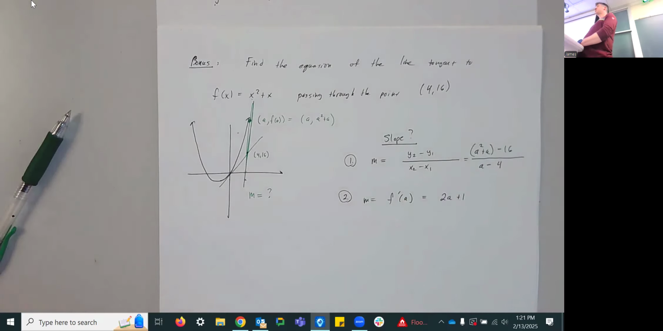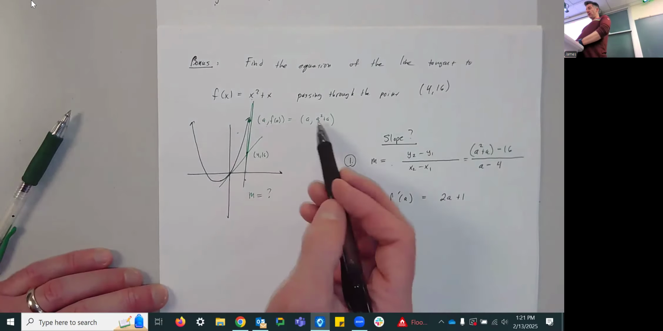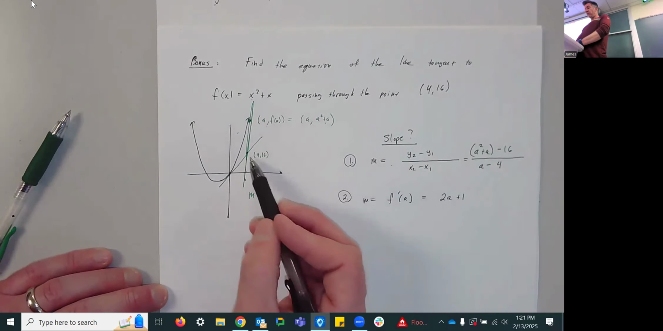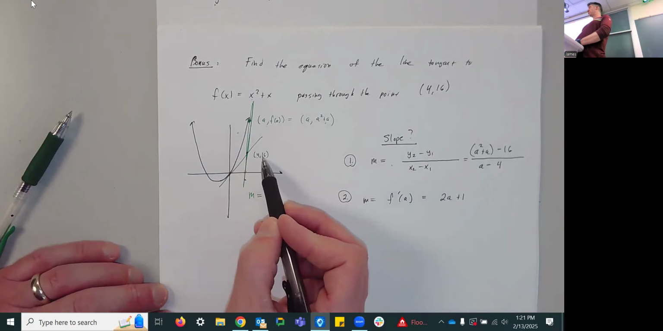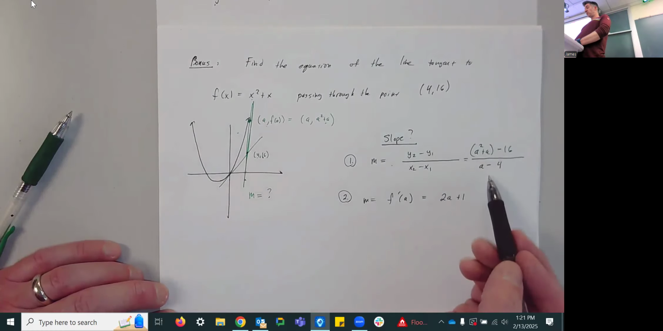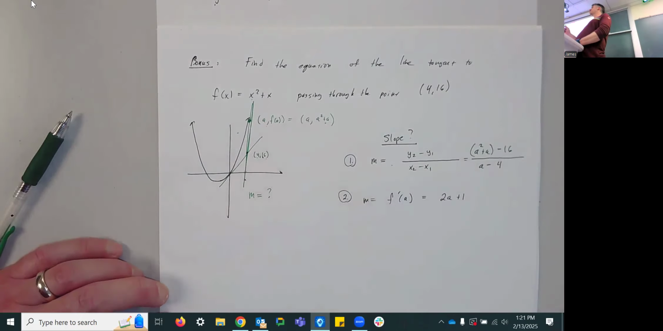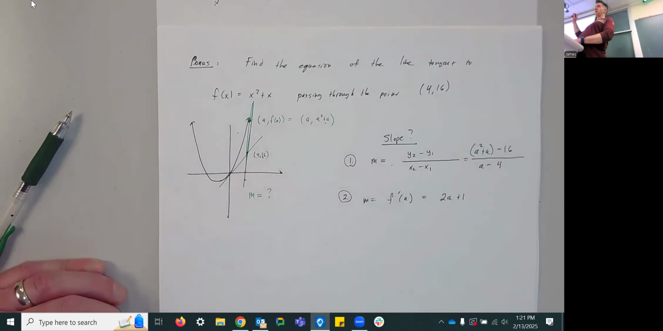So those are my two slope equations. One way I can find the slope between the point a comma a squared plus a and the point 4 comma 16 is by using the slope between 2 points equation. Difference in the y's divided by difference in the x's. So that's going to be a squared plus a minus 16 over a minus 4. I do recommend subtracting in the order where the a's are first and the numbers are second, but either way is actually fine. Just more confusing the other way, I think.